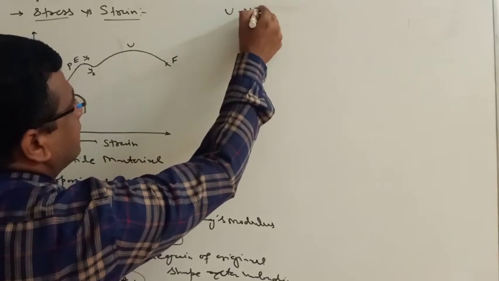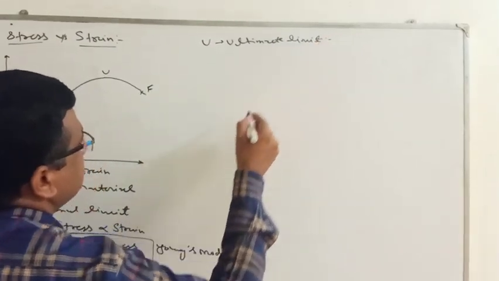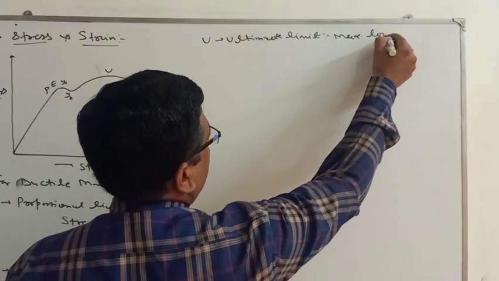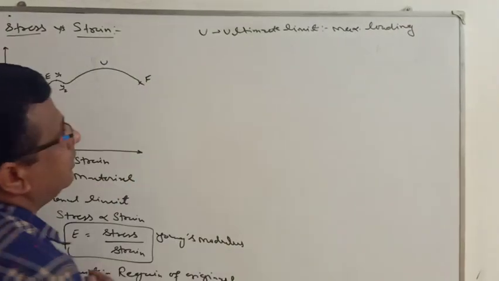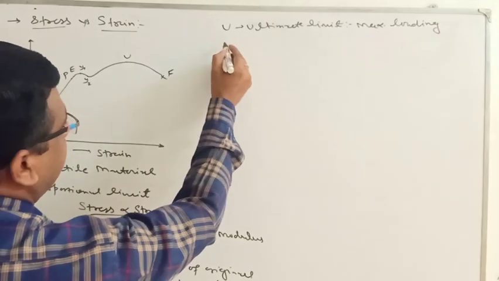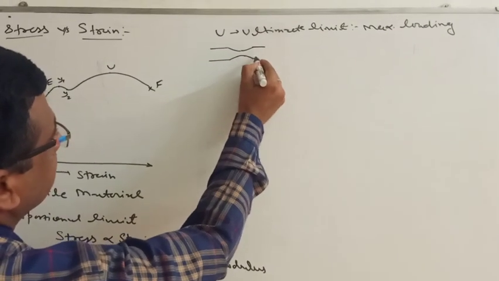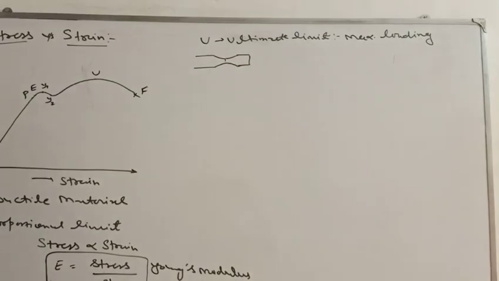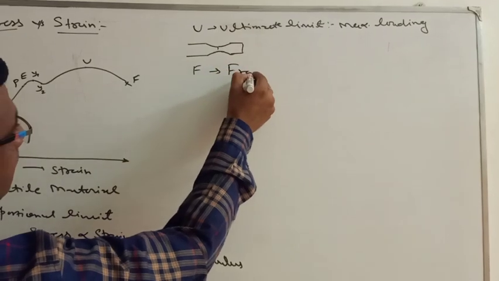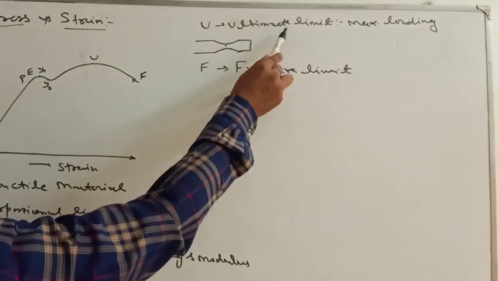This U is defined as the ultimate limit. It means it is the maximum loading condition. The maximum loading limit is the ultimate limit, and up to this limit there is a neck formation in our material. This neck is formed, and if you continue this loading, then there may be a fracture. This is our fracture limit. Due to this maximum loading, a neck is formed.